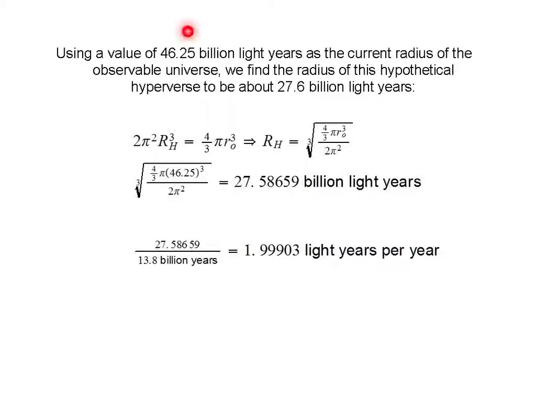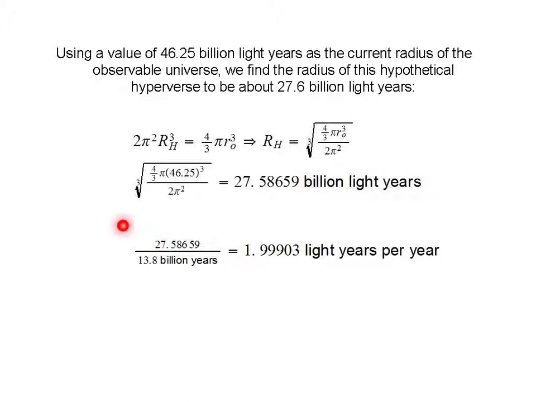Using a value of 46.25 billion light years as the current radius of the observable universe, we find the radius of this hypothetical hyperverse to be about 27.6 billion light years. So we take our terms, solve for r sub h, plug in our value for the observable universe radius, solve, and we get r sub h is equal to about 27.58 billion light years.